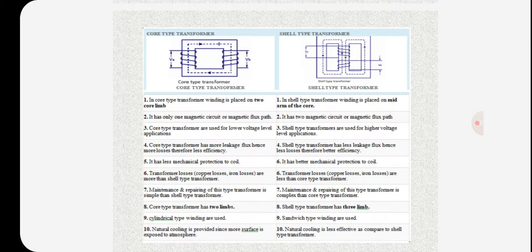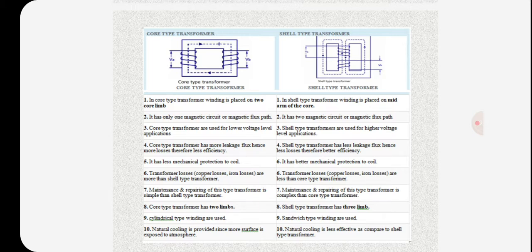In core type the core has two limbs or legs and the two legs are equal in size. In shell type the core has three limbs or legs and the size of the central leg is twice the outer legs. Next, in core type the magnetic flux has only one magnetic path. In shell type magnetic flux has two magnetic paths.